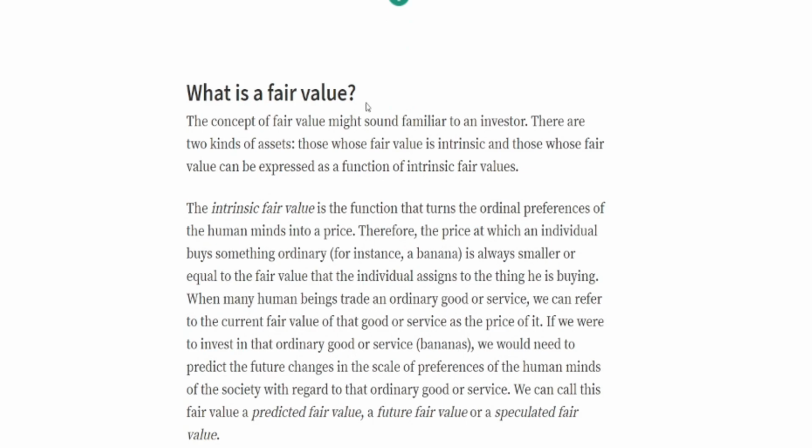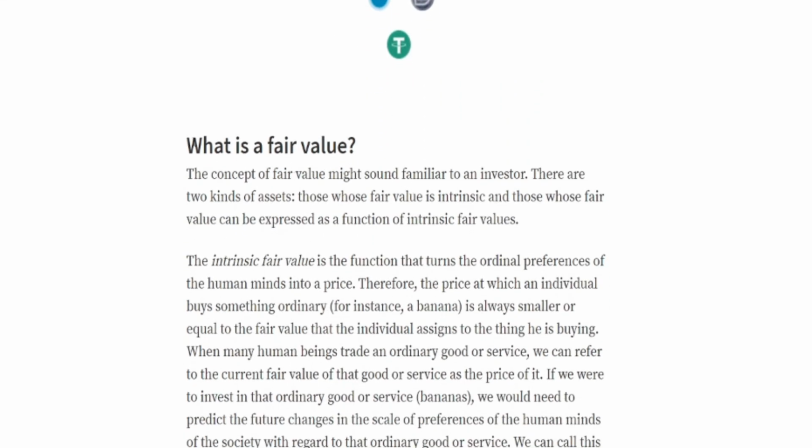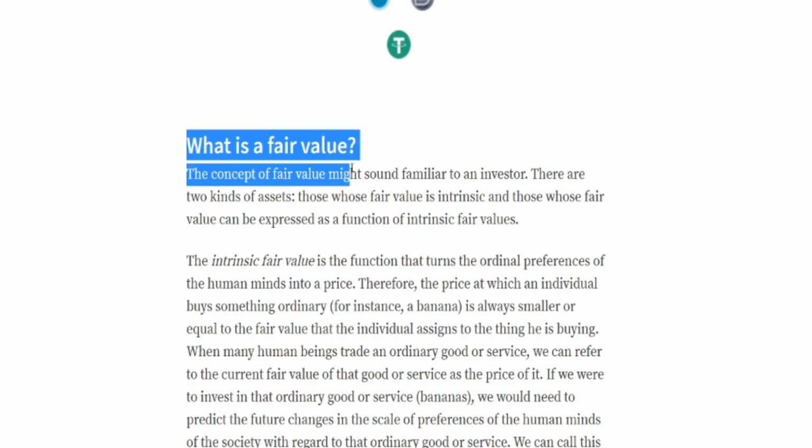All right. So one thing I found very interesting right at the gates, and that led me digging a little further, was what is a fair value? The concept of fair value might sound familiar to an investor. There are two kinds of assets, those whose fair value is intrinsic and those whose fair value can be expressed as a function of intrinsic fair values.